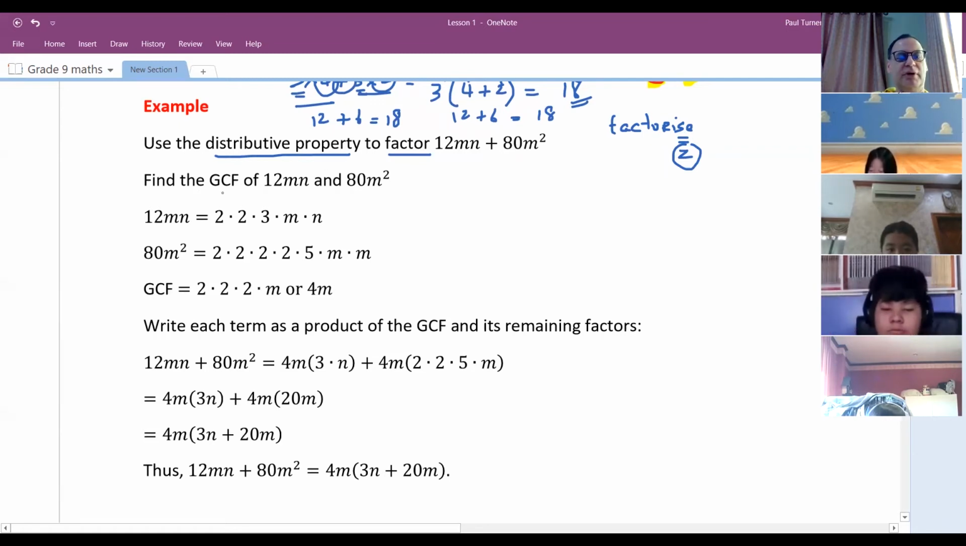Okay, so what we want to do here is to factorize 12mn plus 80m squared. So you break down the numbers into their prime factors, or as far as you can go.